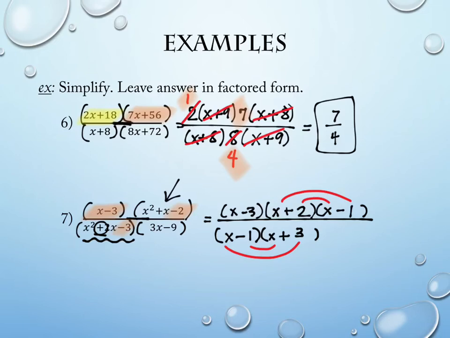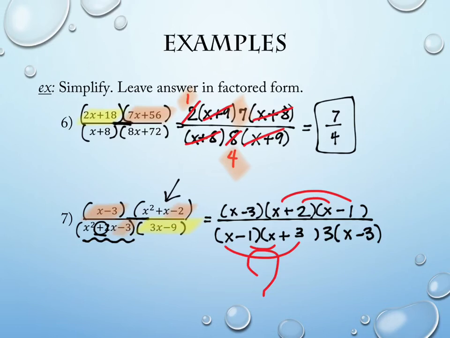My last set of parentheses, even though it is just a binomial, they do have something in common. 3x minus 9 have a 3. So I will pull the 3 out and then write that as x minus 3. Okay, is the factoring okay? If we can't get the factoring, then we can't finish the problem. Okay? What reduces? What cancels?